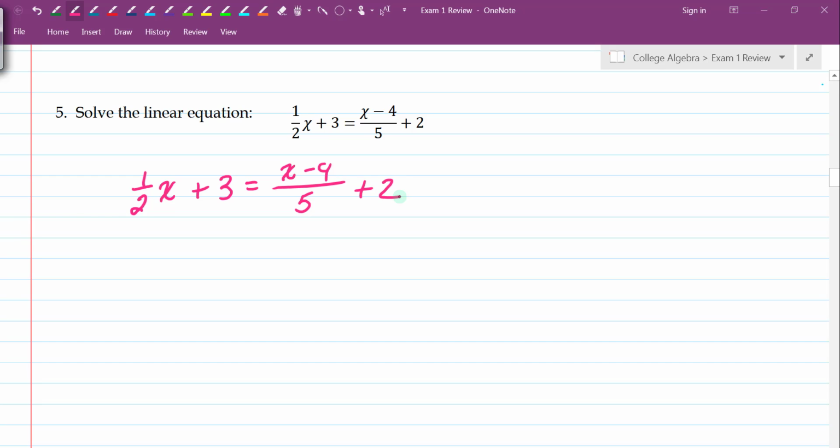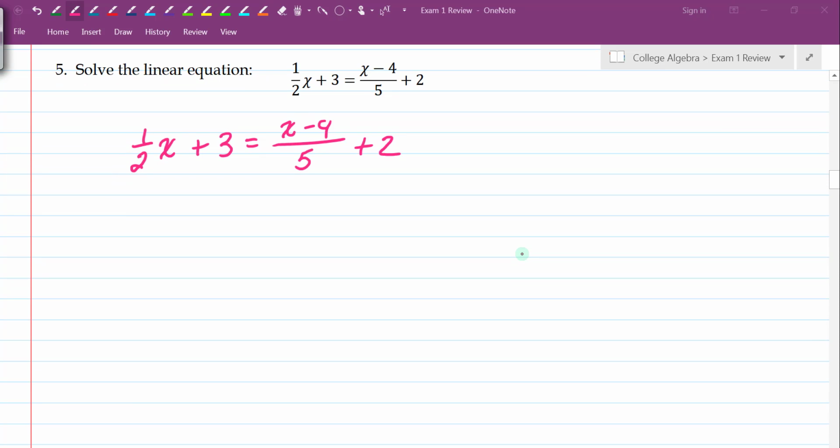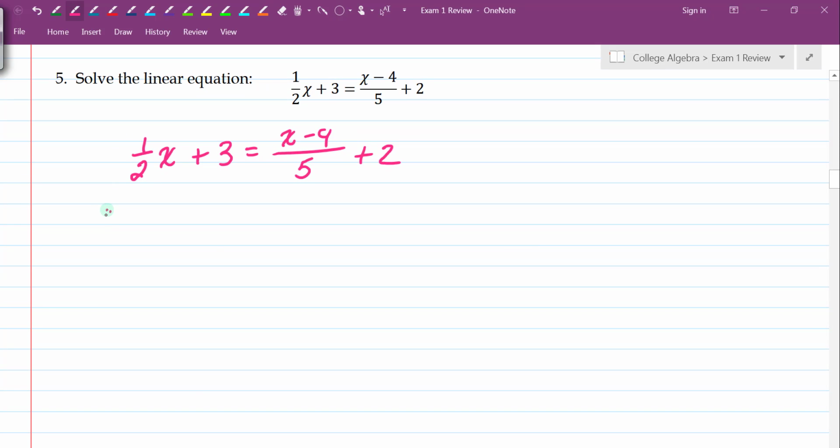So that's the problem. Really, the first step we want to do is get rid of the fractions. So the least common denominator is going to be 10. I'm going to multiply both sides of this equation by the number 10. So that's going to look something like this. I'm going to have 10 multiplied by 1/2 x plus 3, and that's going to equal 10 multiplied by x minus 4 divided by 5 plus 2. So that's the setup.